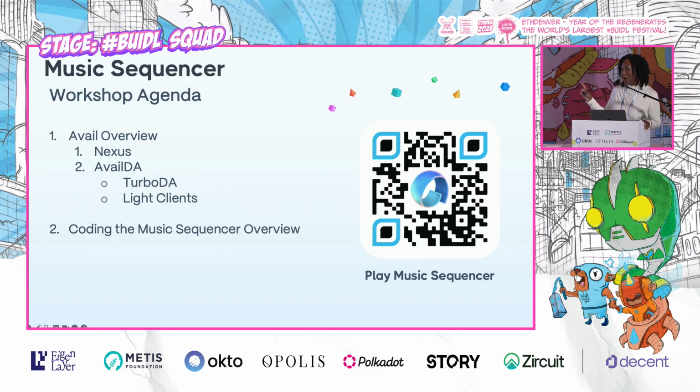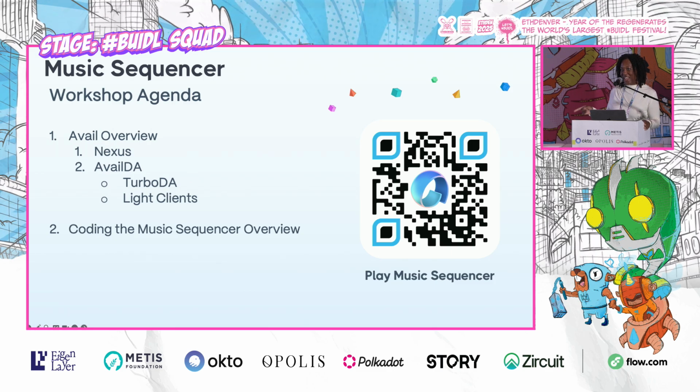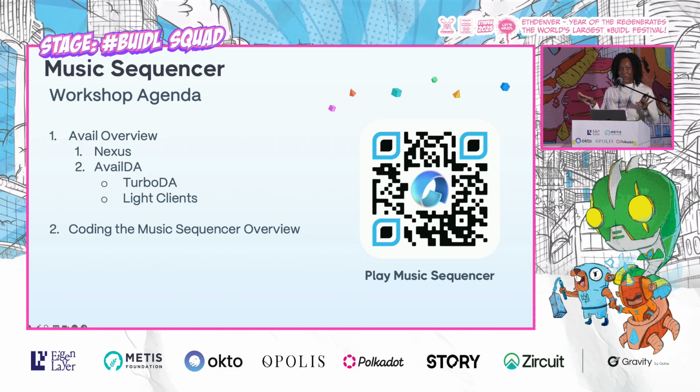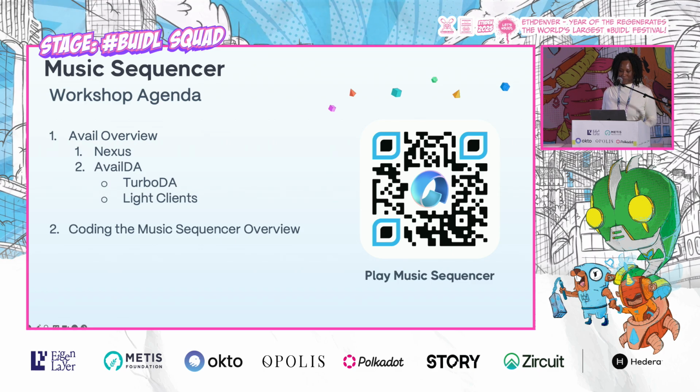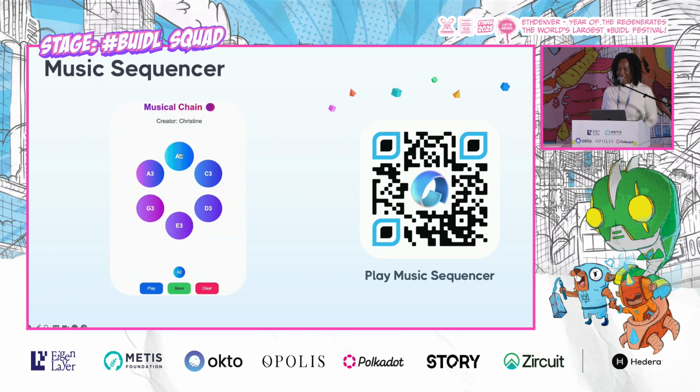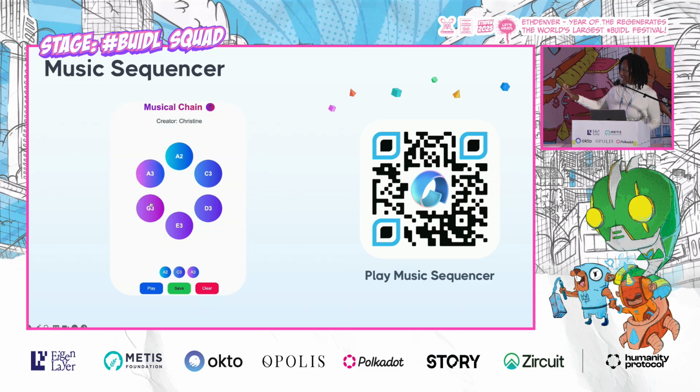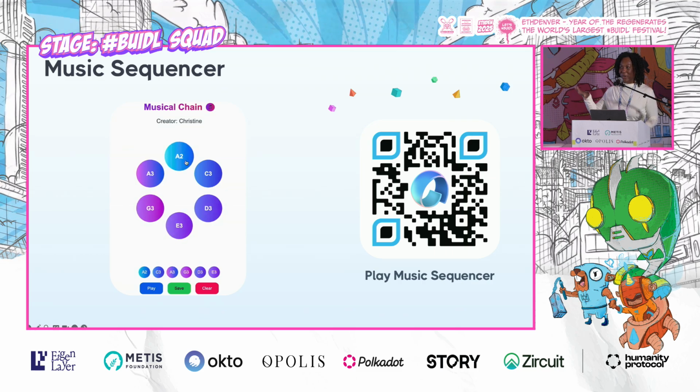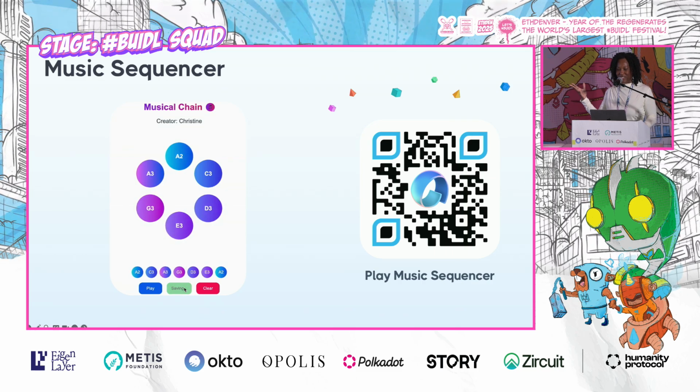If you scan this QR code, it will actually let you play the music sequencer from your app, which is connected to Avail DA. And what's really cool about that is that all of you in the crowd will be able to play along as we're coding this. All right, so if you scan the QR code, this is what it looks like. You first have to put in your name and select a color, and it's really cute.